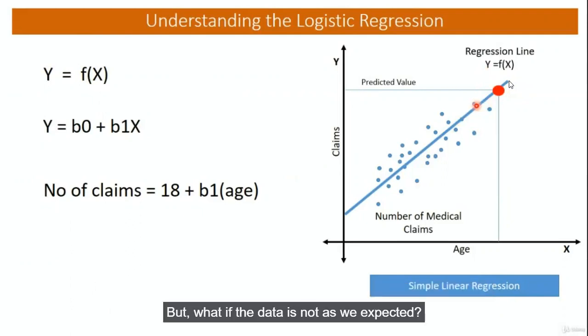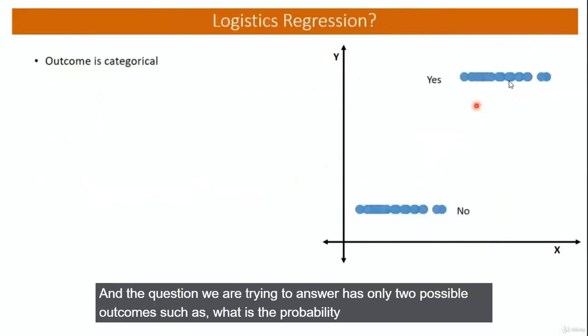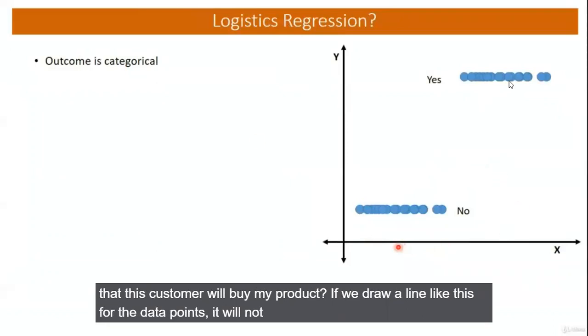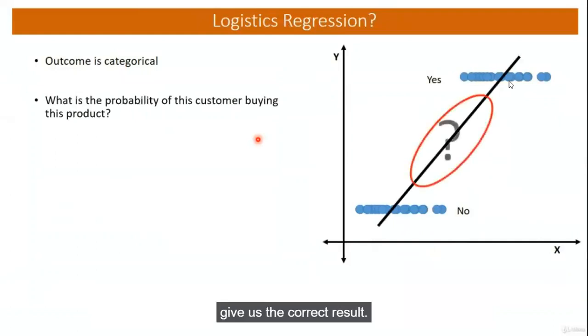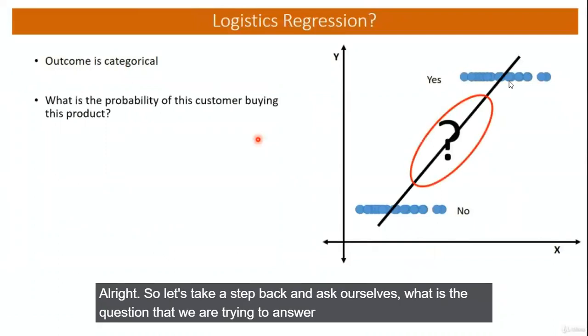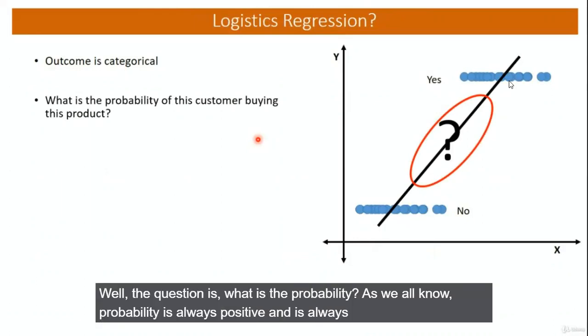But what if the data is not as we expected and the question we are trying to answer has only two possible outcomes, such as what is the probability that this customer will buy my product? If we draw a line like this for the data points, it will not give us the correct result. Alright, so let's take a step back and ask ourselves, what is the question that we are trying to answer here? Well, the question is, what is the probability?